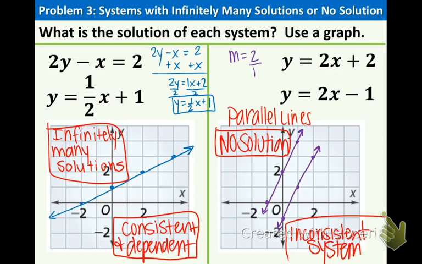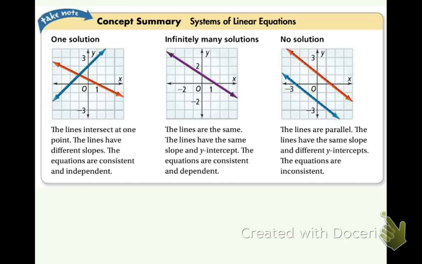Please take a look now at the concept summary here. This is really helpful. That's why I'm putting it in your notes. The first option is one solution. That happens when there's only one intersection point. The other option is infinitely many, and that happens when two lines are on top of each other. The lines are the same. And then the last thing is there's no solution because the lines are parallel.